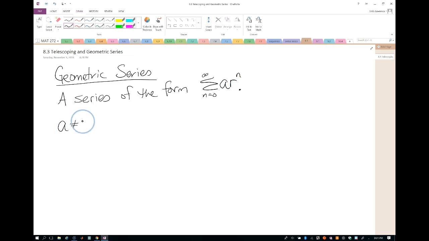A cannot be 0, and the r value cannot equal 0 or 1. So a is just a coefficient, and the r to the n is an exponential piece. So we've seen a couple before where we had this exponential relationship between the terms. That n power does not apply to the a, it only applies to the r. r is called the ratio for the series.